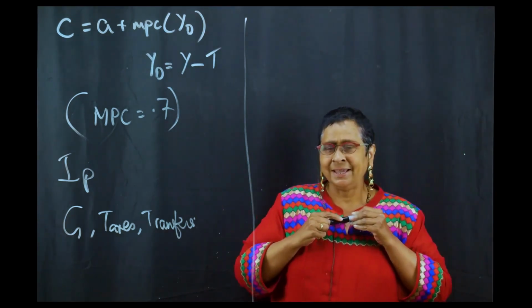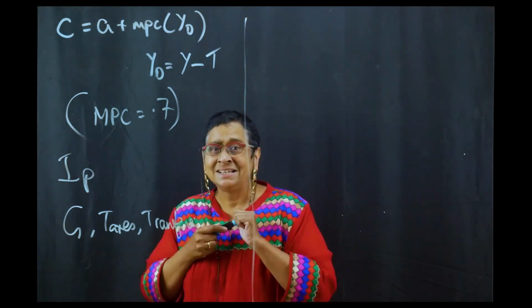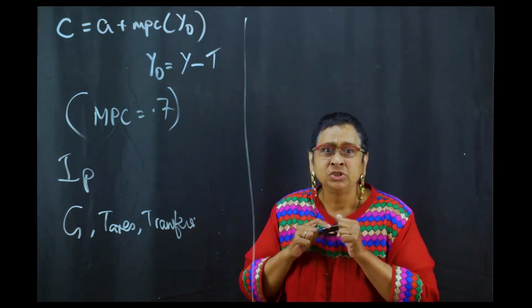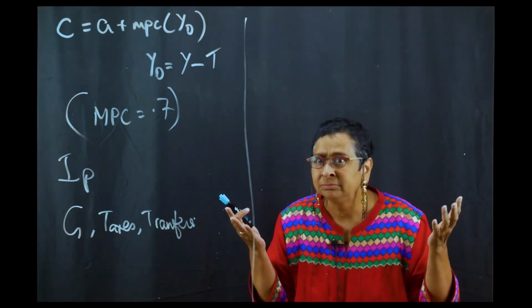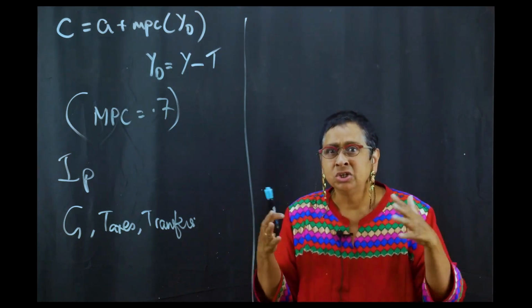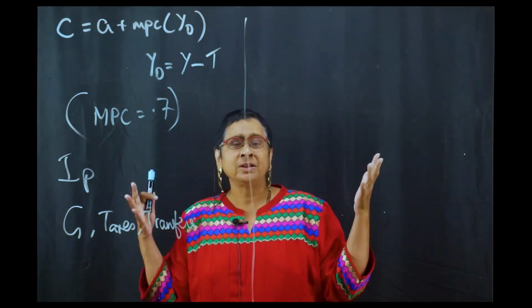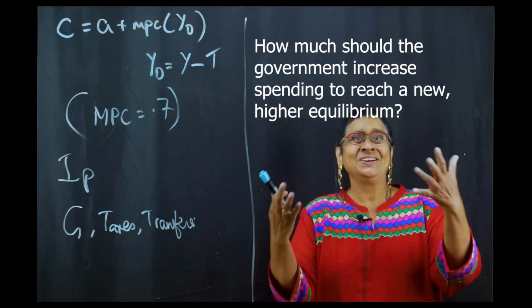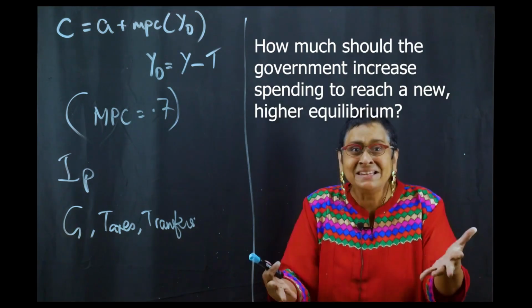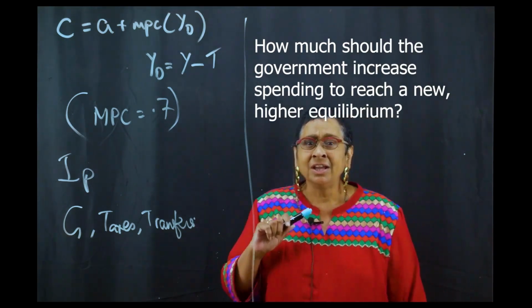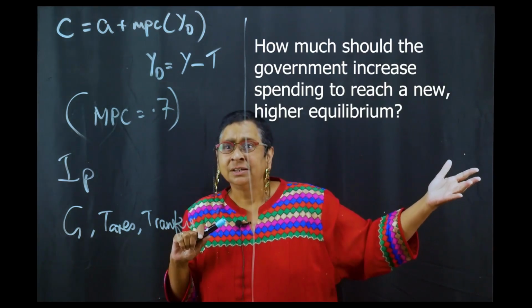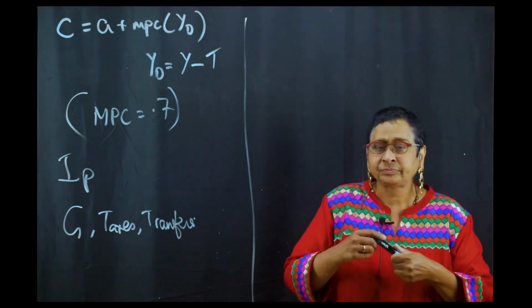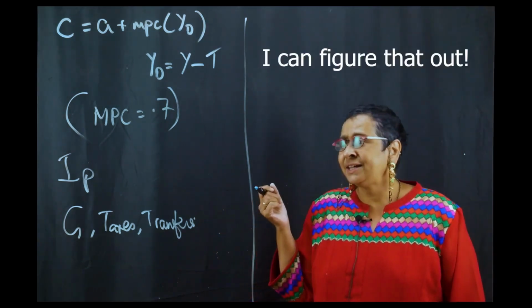But now let's say that as a government, I decided there's a recession, and I would really like to increase income. My target level of income should be 2,000 higher than what it is right now. And the question is, how much as a government should I increase my expenditure, my government spending on new final goods and services, if I want to increase equilibrium income to hit this higher target level? And the answer is, I can figure that out.